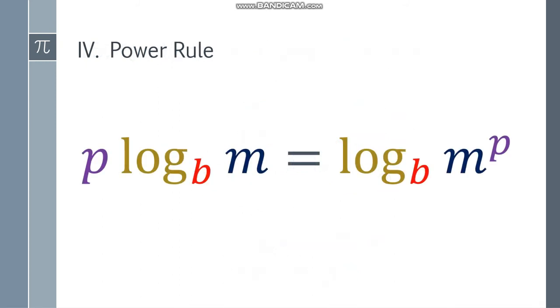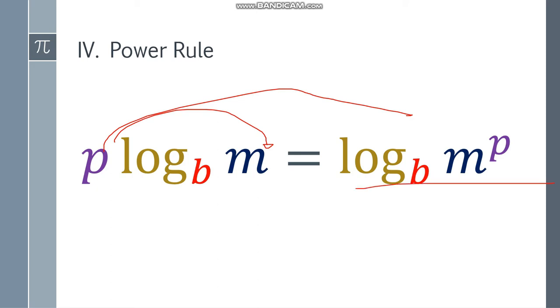The next one, power rule. So power rule, if we have a coefficient here, p log base b of m is equal to log base b of m to the p power. Again, p here is the coefficient beside the logarithm. So if you want to simplify that, the p here can become an exponent.